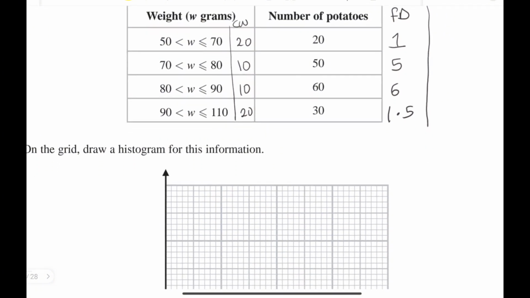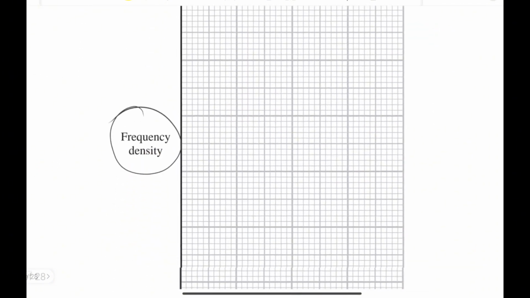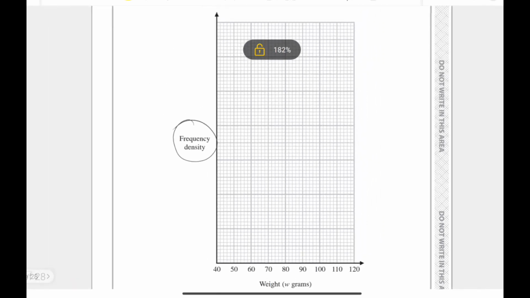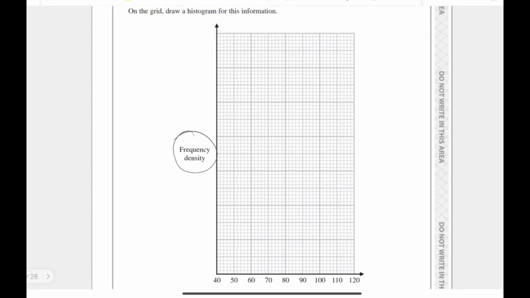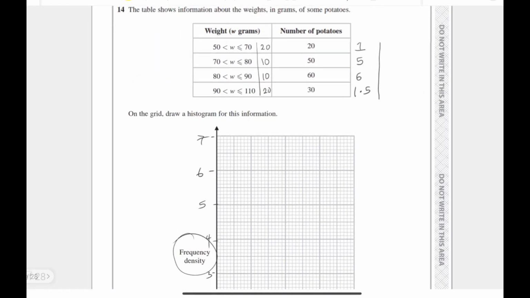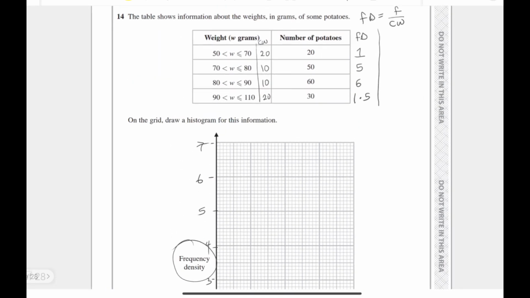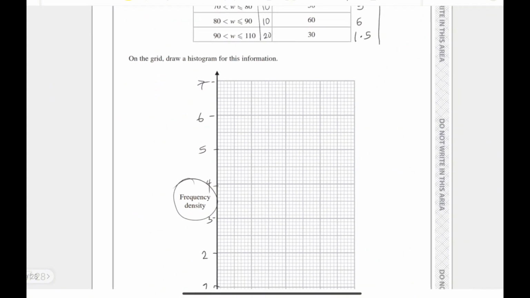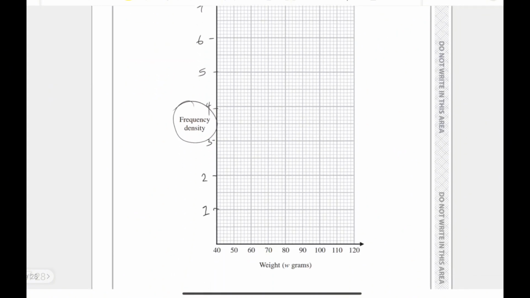So now let's plot. First of all, let's label this. Let me zoom out a little bit so I can see. This should be 1, if I'm not wrong. This should be 2, 3, 4, 5, 6, and 7 if possible. Now, from 50 to 70, the frequency density is 1. So we have this.